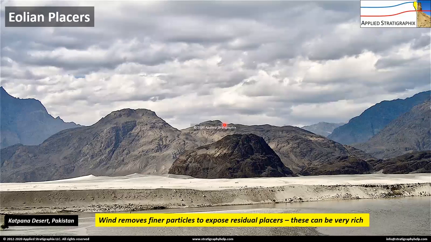Okay, so these are when they're big, when they're larger, we call them nuggets. When they're small, we call them colors. So that's what you're looking for with a metal detector on these Eolian placers. So we've talked about 4 different kinds of placers now. We've talked about residual, alluvial, fluvial, and then Eolian.